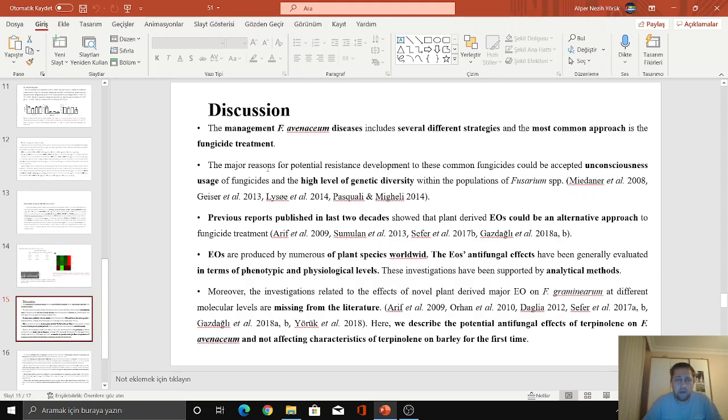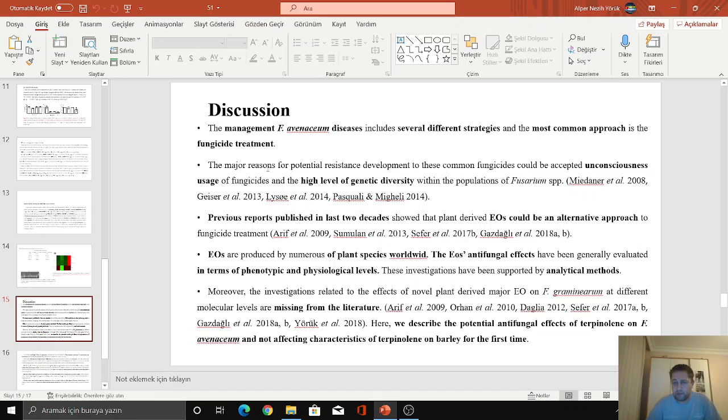In the discussion section, we could easily say that we know that several different strategies are used in the fight against Fusarium avenaceum, and one of the most important strategies was fungicide treatment. But a high level of genetic diversity and unconsciousness in fungicide usage led to increasing resistance to common fungicides such as thiophanate methyl and carbendazim. Previous reports published in the last 2 decades show that plant-derived essential oils could be an alternative approach to fungicide treatment, and in this study we have shown that.